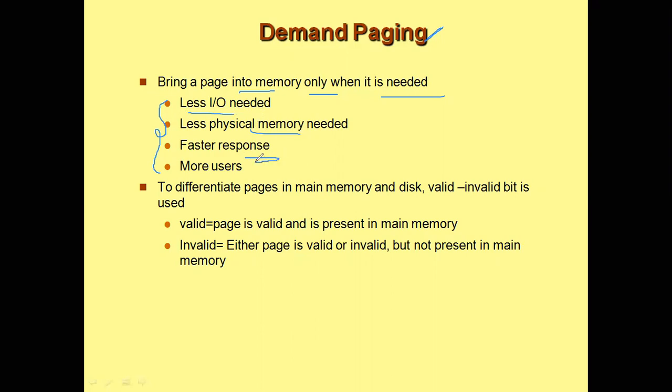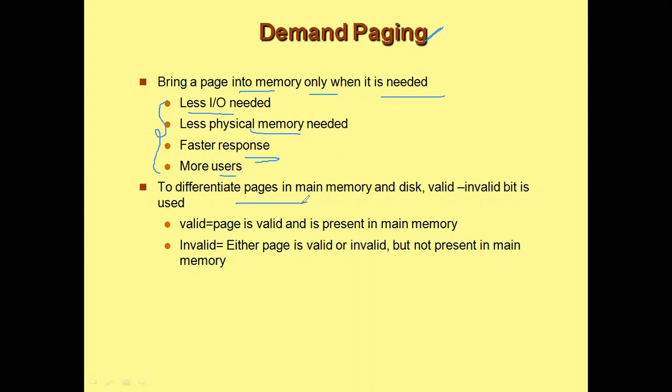Faster response, that is, since you are getting only the required pages, it will result in a faster response to the operations. And as I said, more users, so it is multi-programming or multi-processing: more than one user could be executing their processes in parallel if this concept of demand paging is implemented.